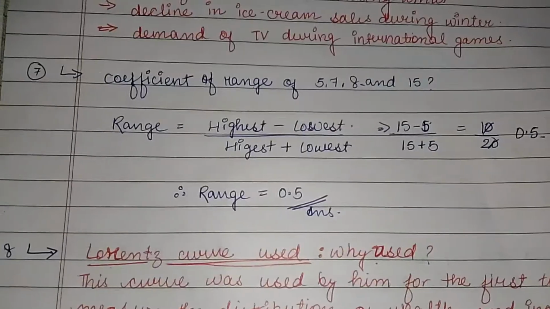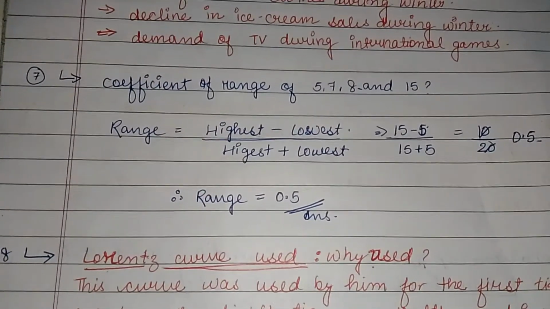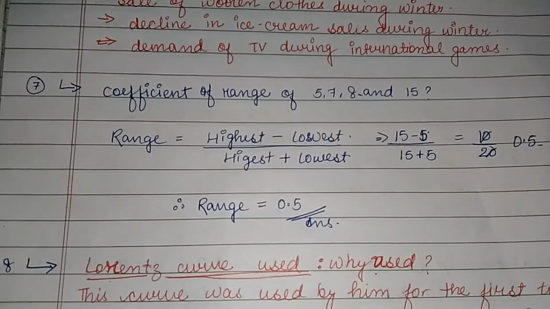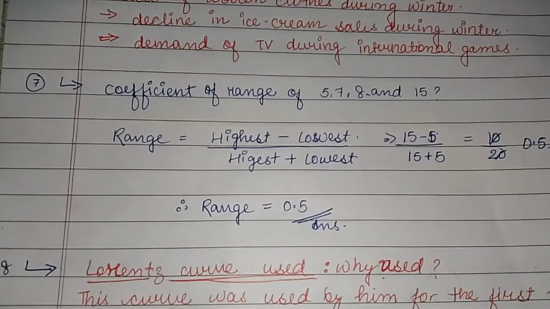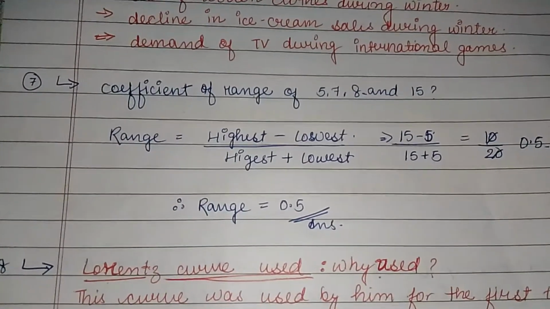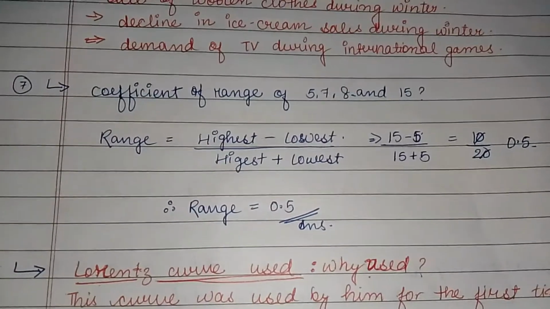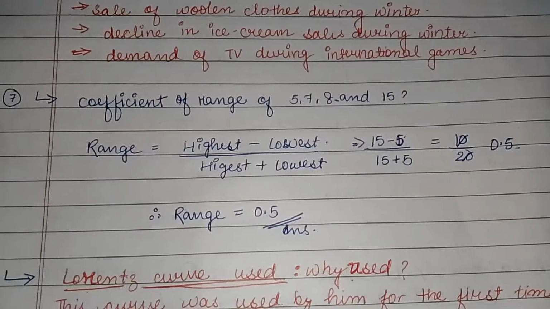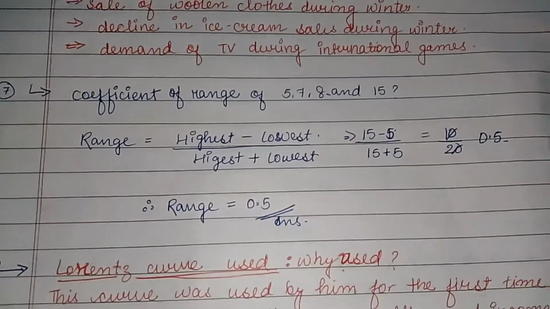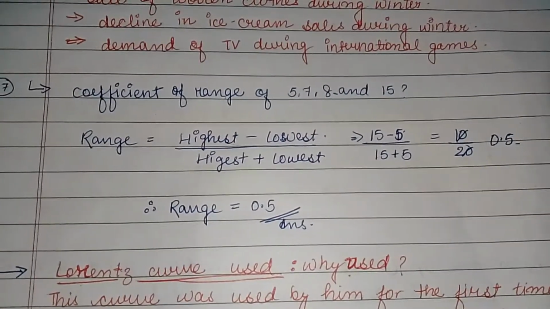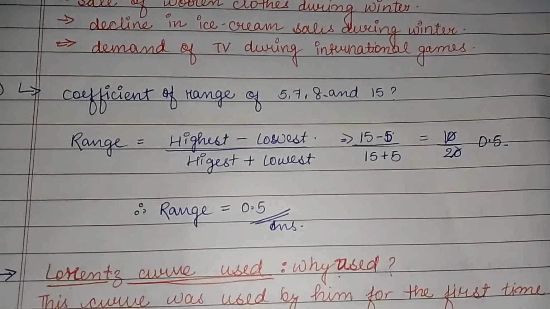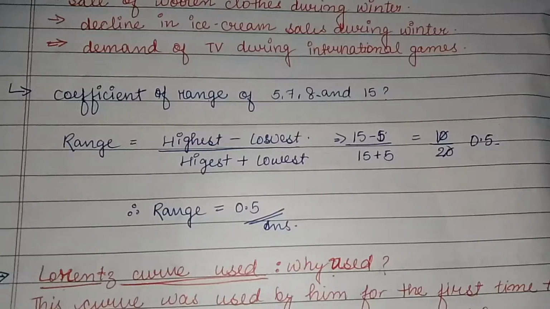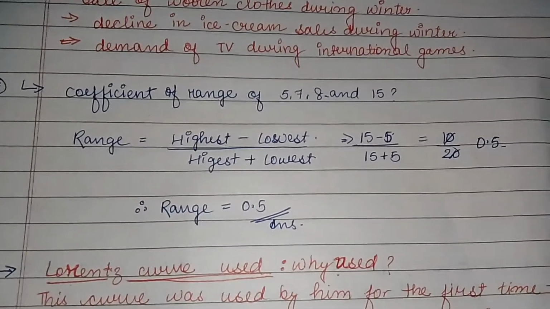Number 7, coefficient of range. Coefficient of range of 5, 7, 8 and 15. In this you will get numbers for which you have to calculate coefficient of range. So as we know that coefficient of range equals to highest minus lowest upon highest plus lowest. So here 5 plus 7 plus 8 plus 15, that is 35, and the highest is 15 and the lowest is 5. So 15 minus 5, that is 10, and highest is 15 and lowest is again 5. So 15 plus 5 equals to 20. 10 upon 20, that is 0.5. So our coefficient of range will be 0.5.